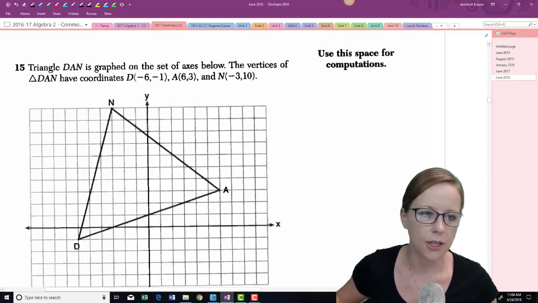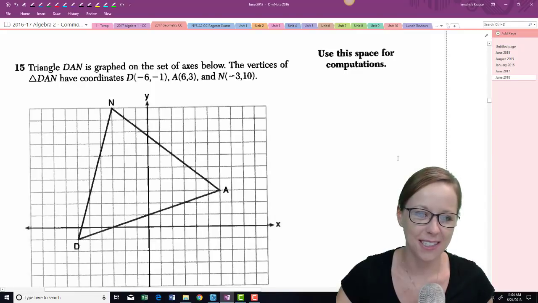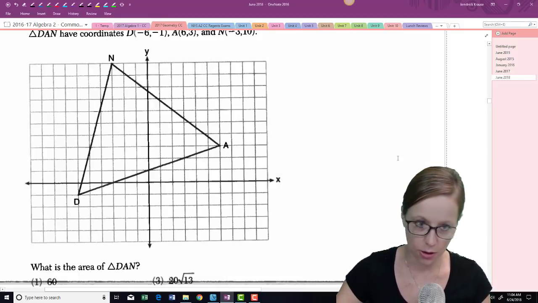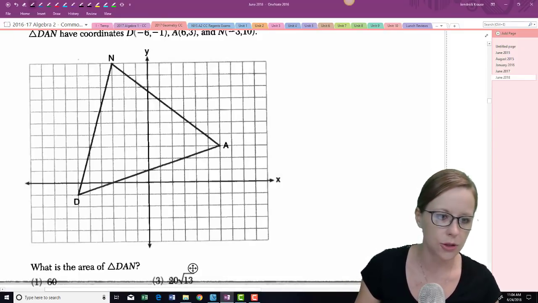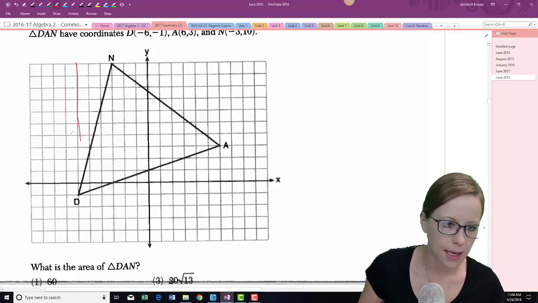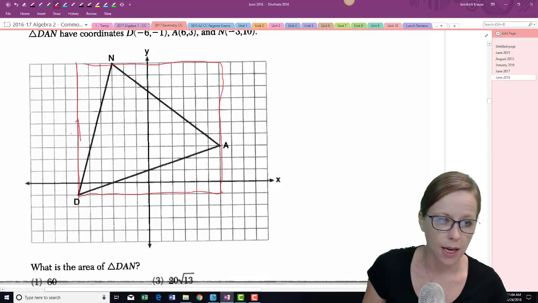I just can't win. All right, triangle DAN is graphed on the set of axes below. The vertices of DAN are these coordinates. What is the area of DAN? All right, so the easiest way is to use this graph and capture it in a rectangle. All of the coordinates in a baby, well, it's actually not a baby rectangle. It's a big rectangle to capture that.